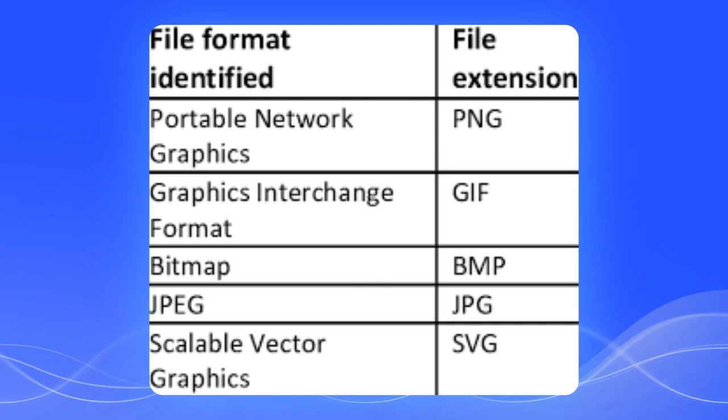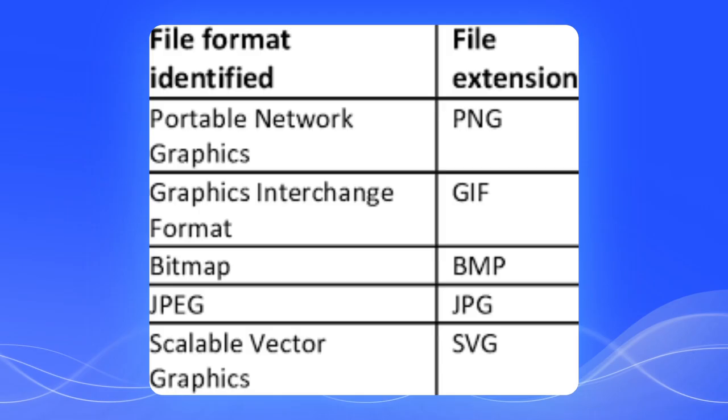So this is a table of file format identifiers and file extensions. PNG, that is Portable Network Graphics, supports transparent backgrounds, great for web graphics. Uses lossless compression, no quality lost, but files tend to be bigger than JPEG. Perfect for logos, icons, or images with text.